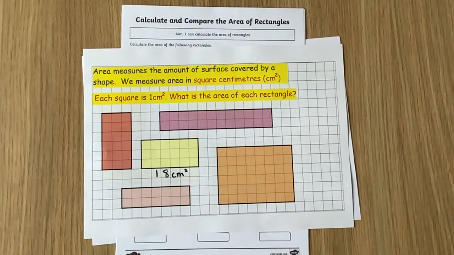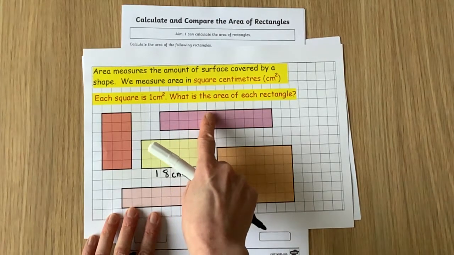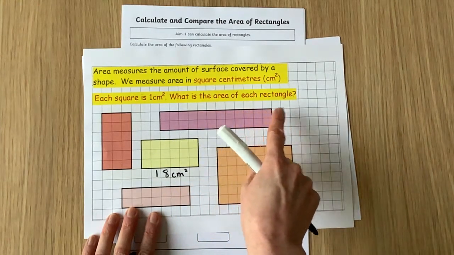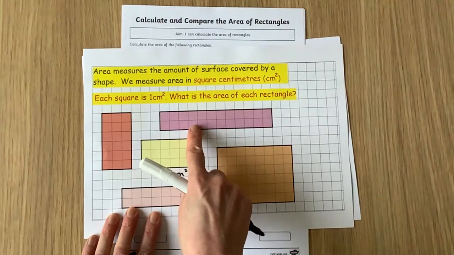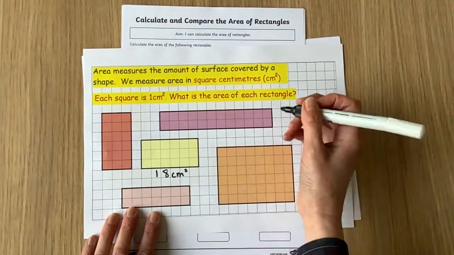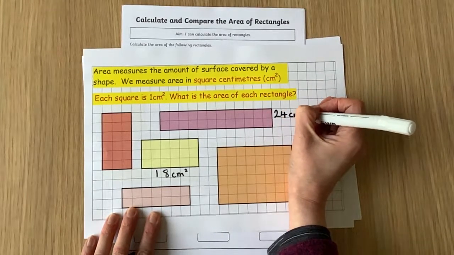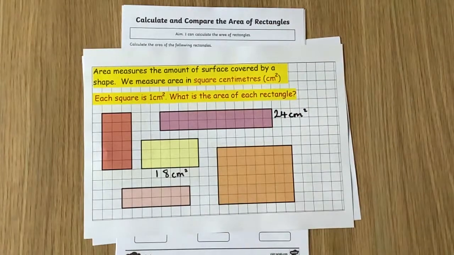Let's pick another one. Let's go for this purpley pink one here. Shall we work out the area of it? So we'll count the squares. So 1, 2, 3, 4, 5, 6, 7, 8, 9, 10, 11, 12, 13, 14, 15, 16, 17, 18, 19, 20, 21, 22, 23, 24. So I could say that the area of this shape is 24 centimetres squared.